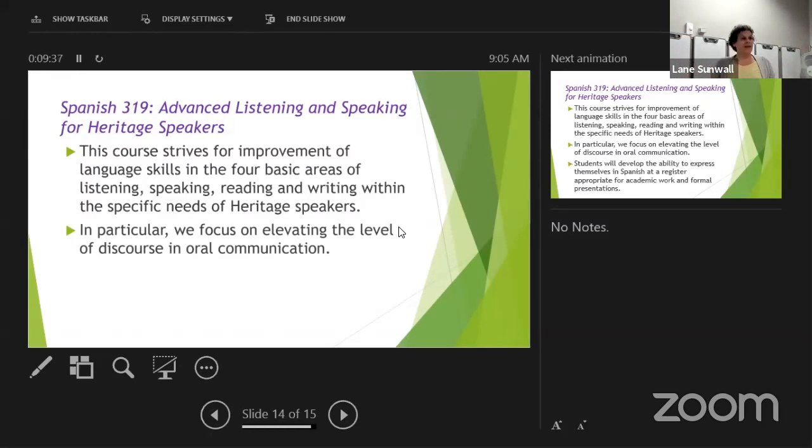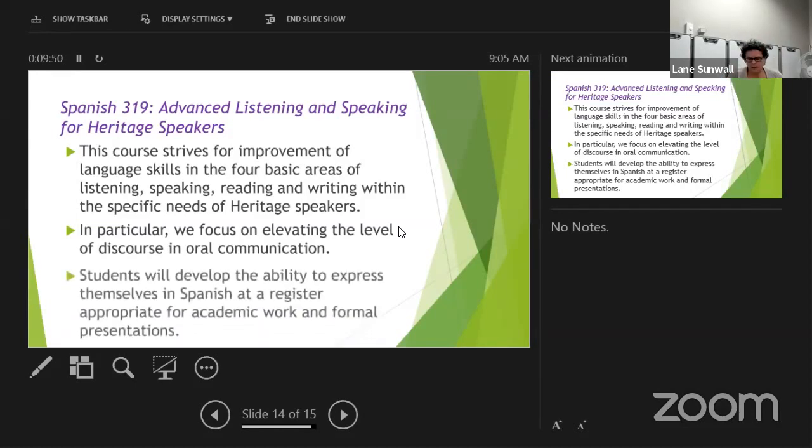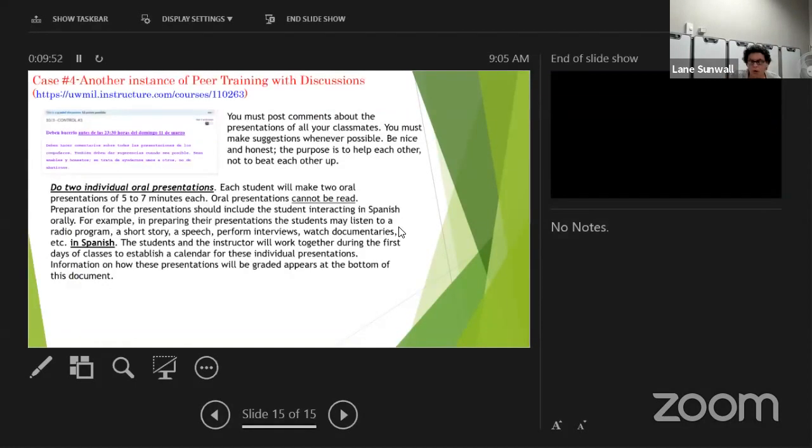I thought, they're gonna tell everybody. So now that is a control, but now they get the points just for doing it. And they do the control in a discussion. And this is the discussion. Oh boy, I have to translate it. So the discussion is, you must post comments about the presentations of all your classmates. You must make suggestions whenever possible. Be nice and honest. The purpose is to help each other out, not to beat each other up.